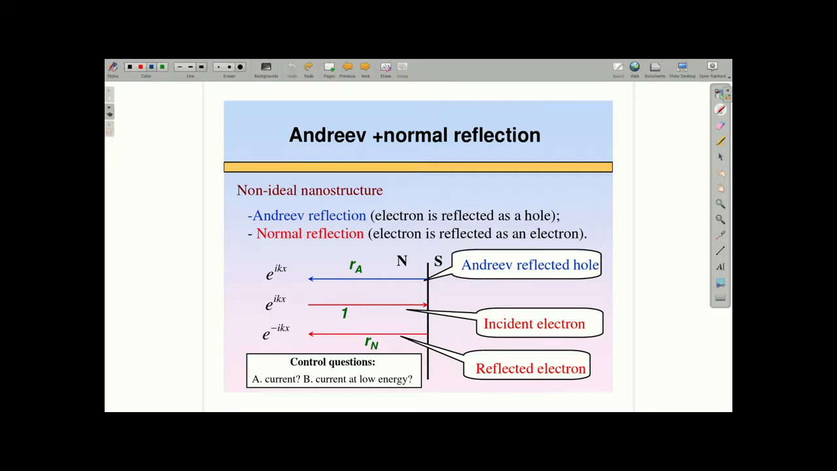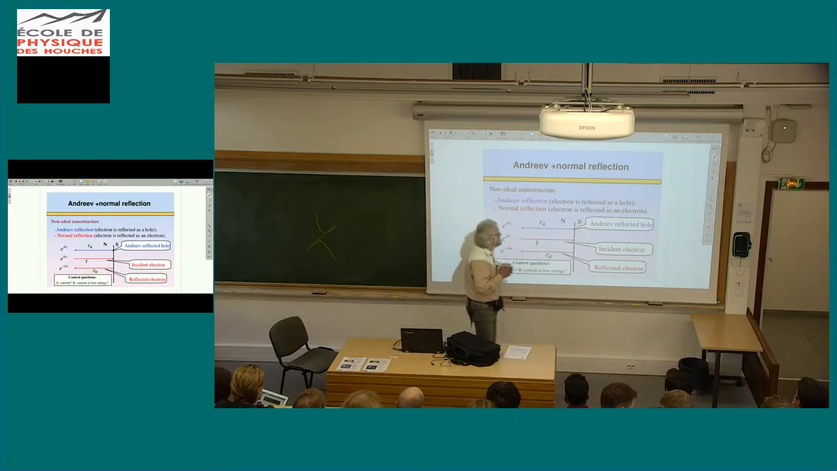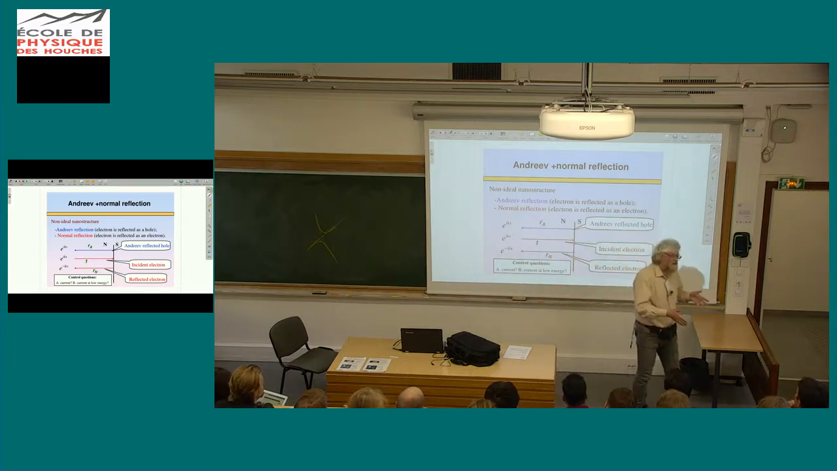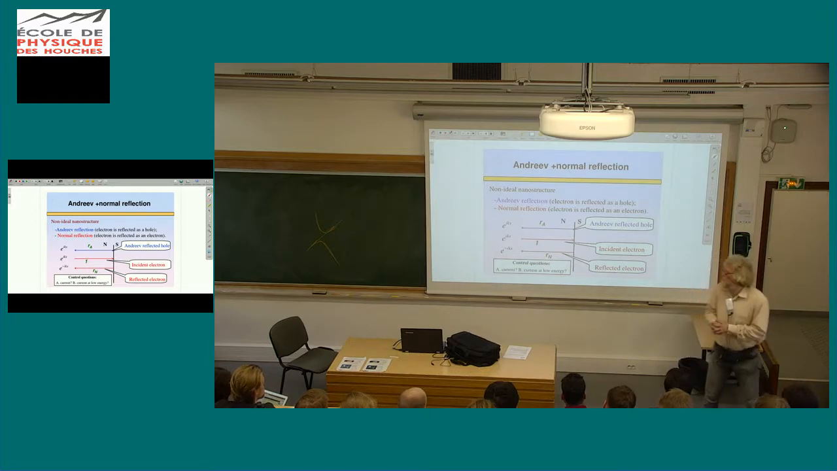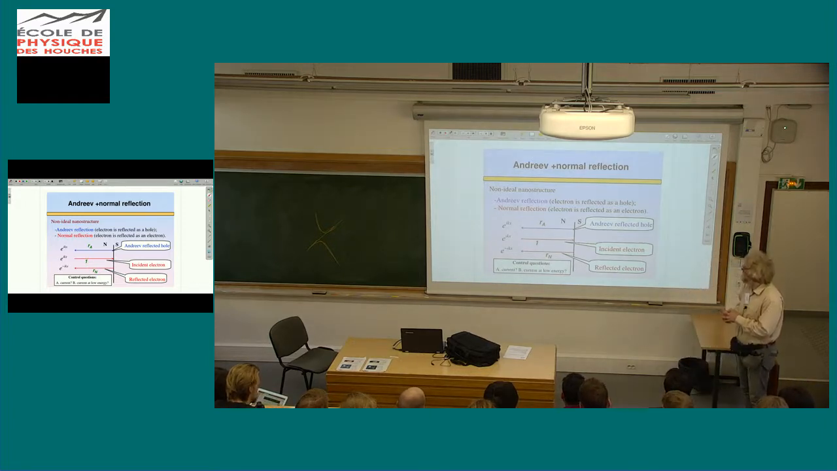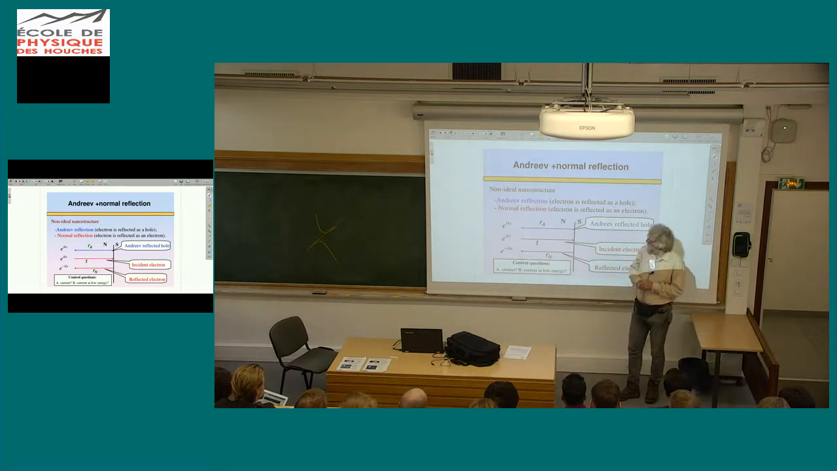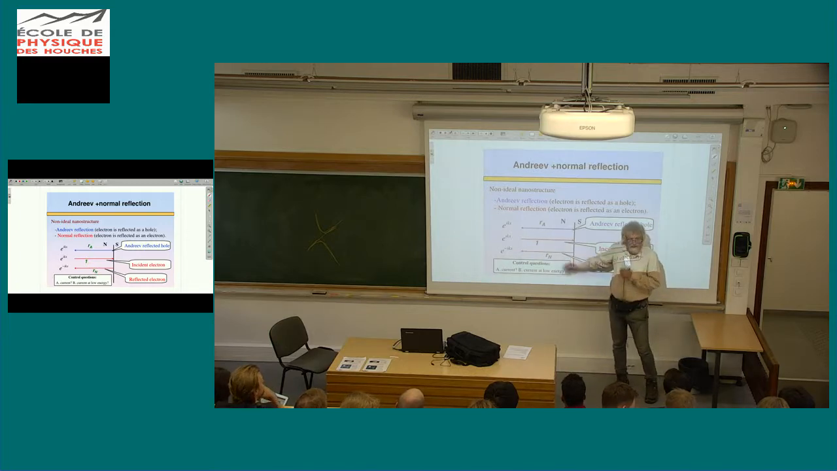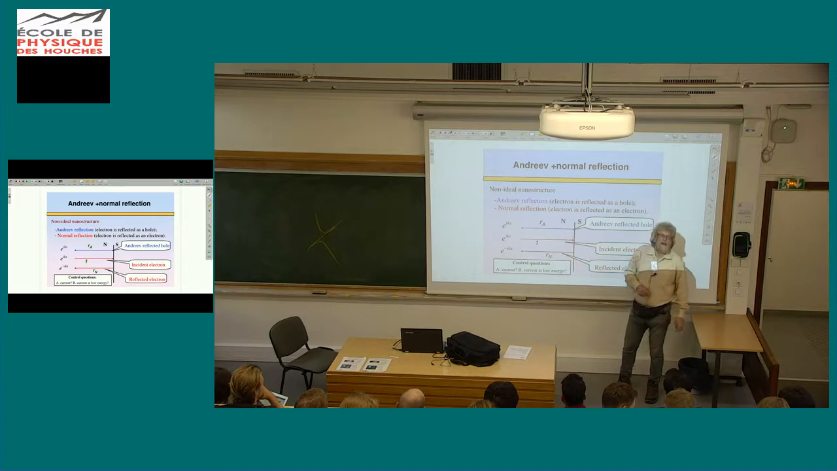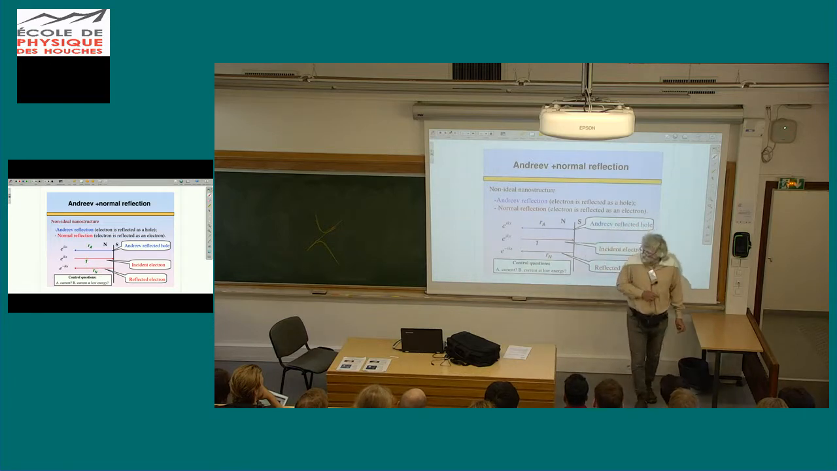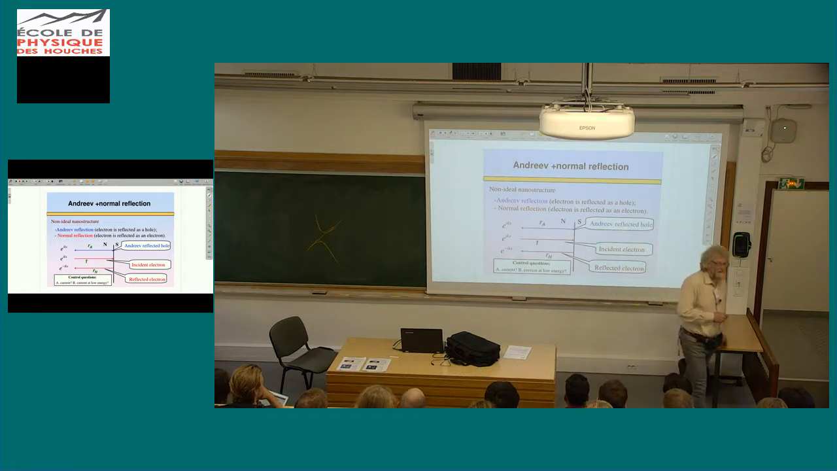Let us talk about the situation when Andreev and normal reflection are combined. In this case, I just put a nanostructure which has some reflection coefficients. All right, let us see what I have. I still come with an incident electron. It has an amplitude to go back as an electron, and has an amplitude to be Andreev reflected.